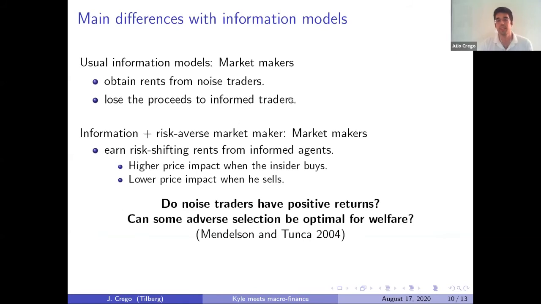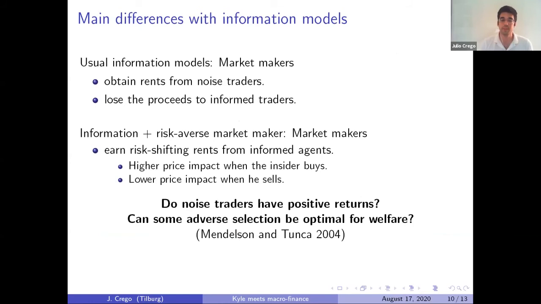Now, there are also main differences with information models. This is a difference that I always found interesting when you mix information models with inventory models, so when you put in a risk-averse market maker. In information models, the market makers obtain rents from noise traders and then lose the proceeds to informed traders. So that's very neat.